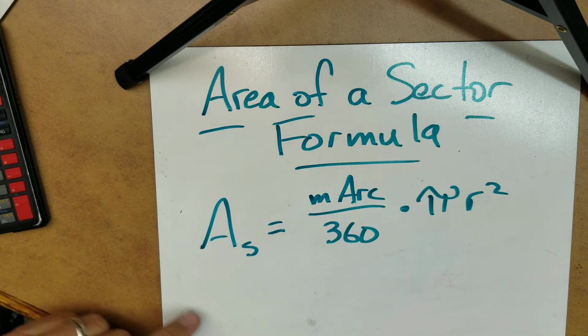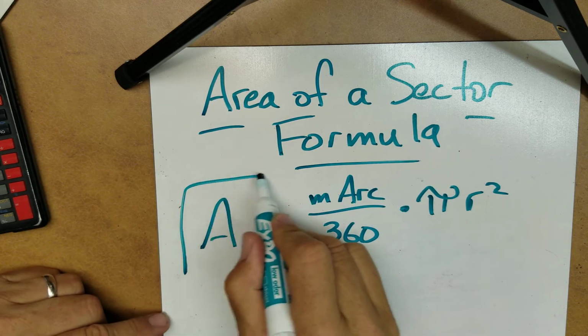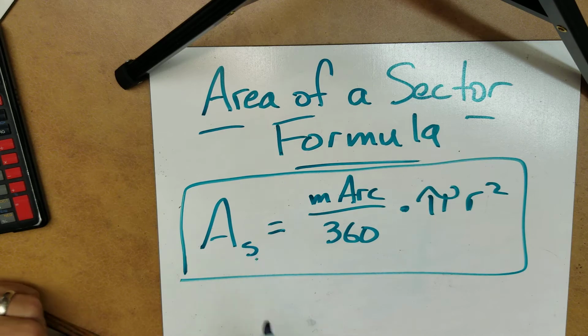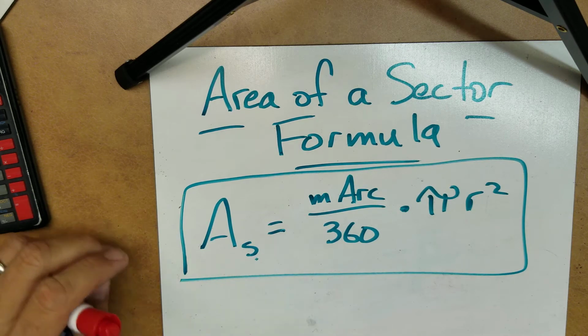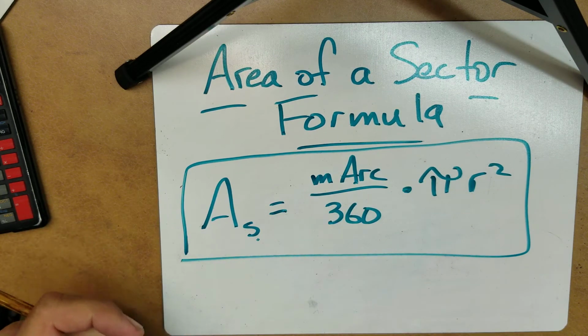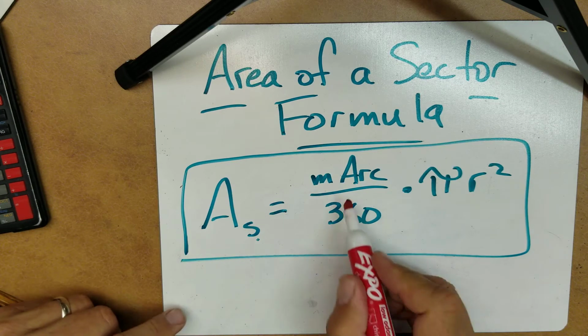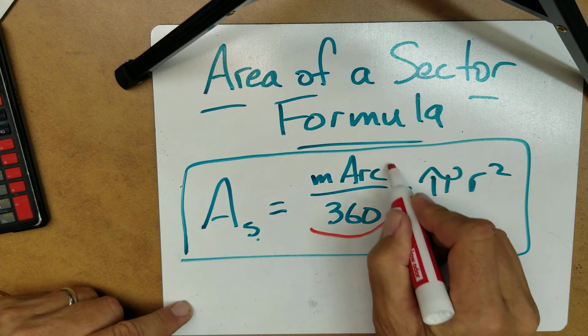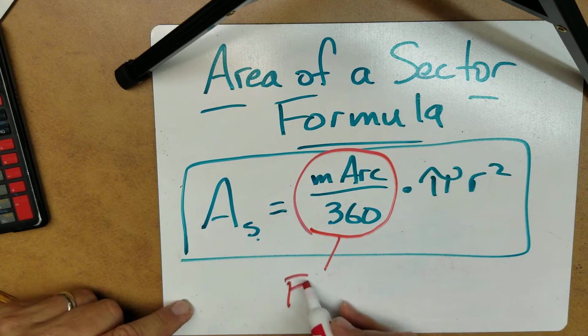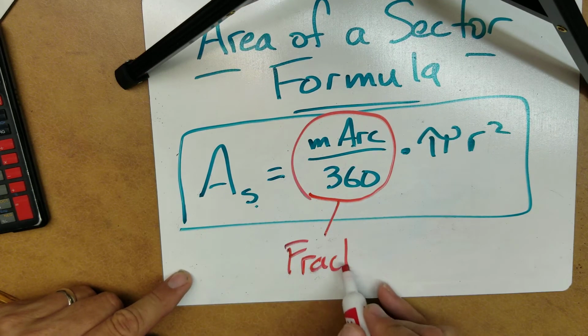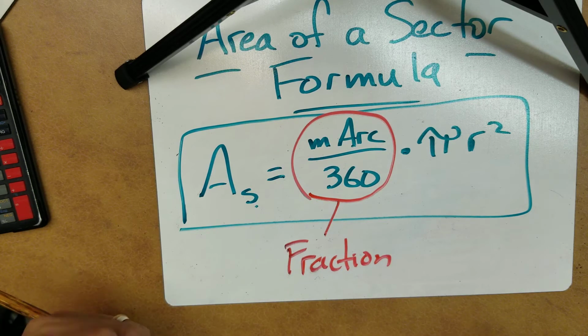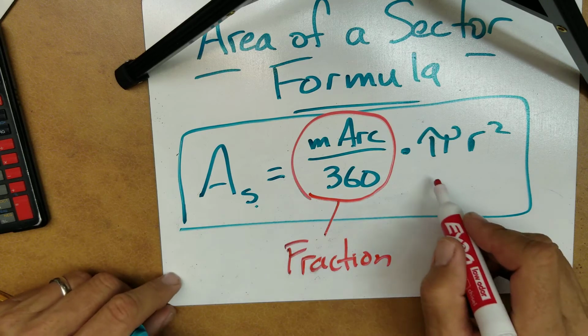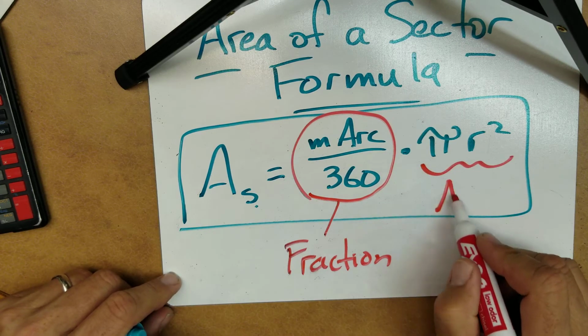Area of a sector formula. Here it is, right here. Take a look at it. I'm using an A sub S just to denote that I'm talking about a sector. And look at this part here. What I got, the measure of the arc over 360. That should look really familiar. What is this part right here? This is the fraction. That gives us the fraction of the circle that we're interested in. Do we want half of the circle? 2/5 of the circle? What do we want? And look at this part right here. Isn't that just the area formula?